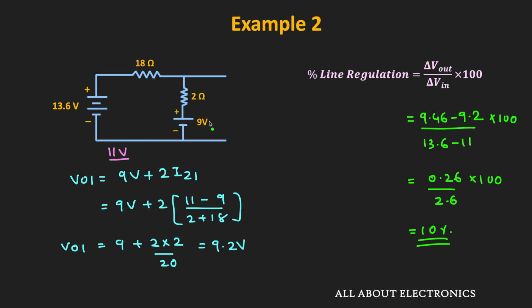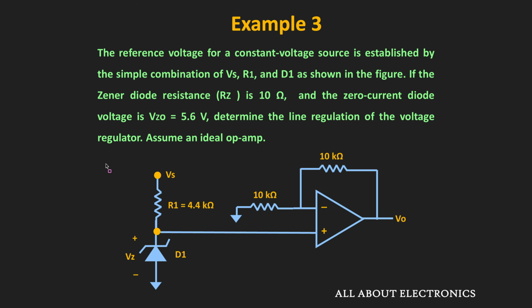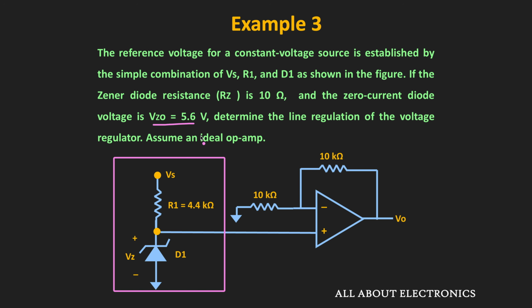Alright, so now let us move to the next example. In this question we have been given that the reference voltage for the constant voltage source is established using the voltage Vs, this resistor R1 as well as the Zener diode D1. Here we have also been given the value of the Zener resistance, and we have also been given that the zero current value of the Zener diode is equal to 5.6 volt. So basically here this Vz0 is equal to 5.6 volt. This constant reference voltage is given to this op-amp circuit, and for this entire circuit we have been asked to find the value of the line regulation.